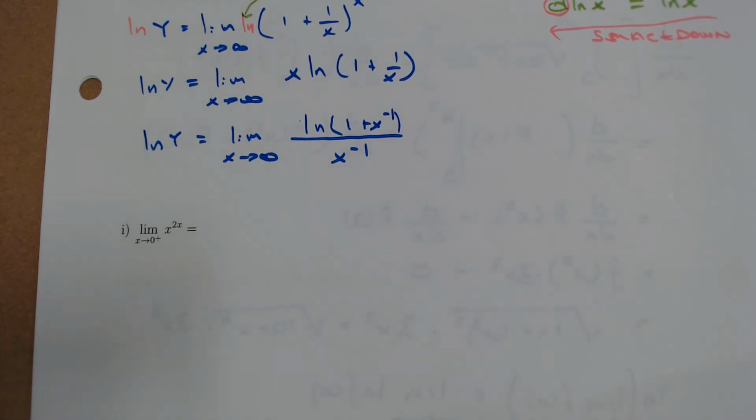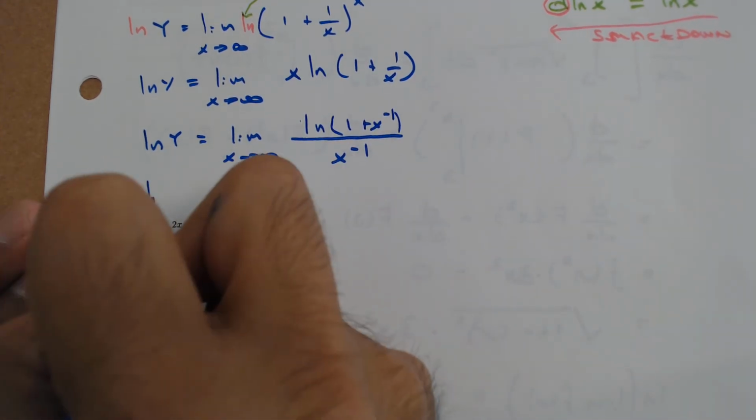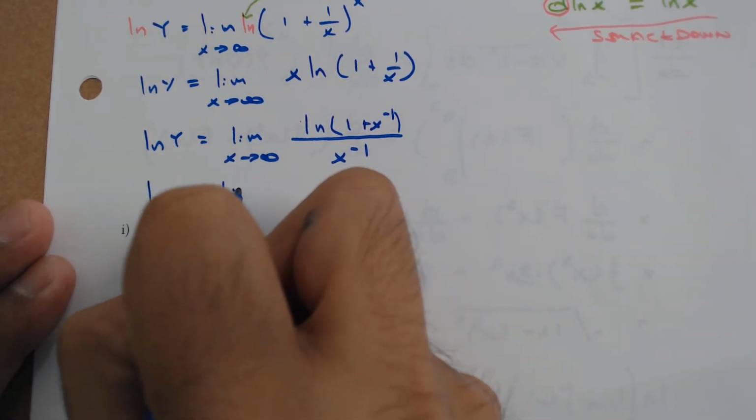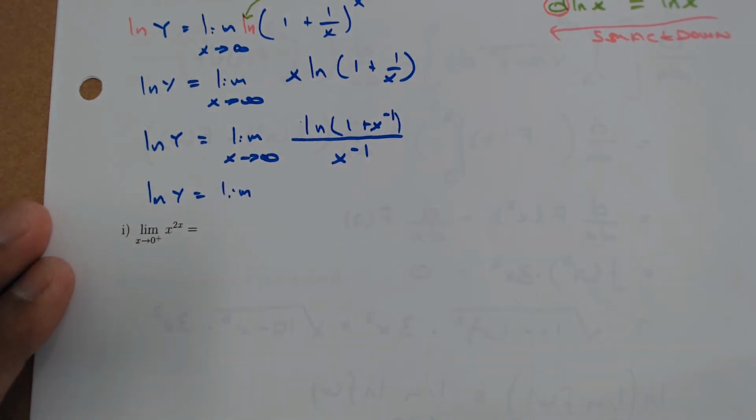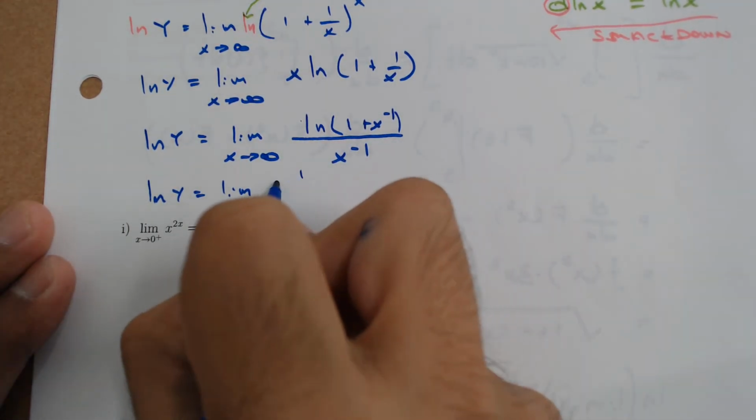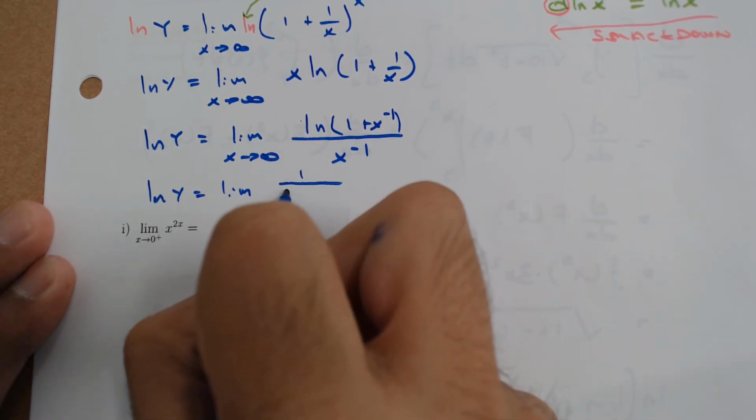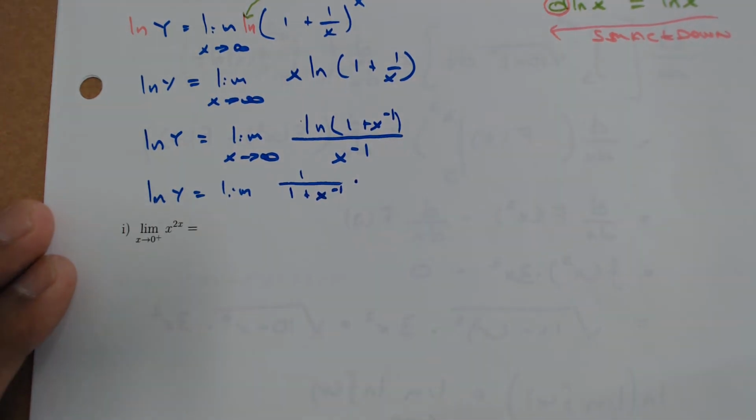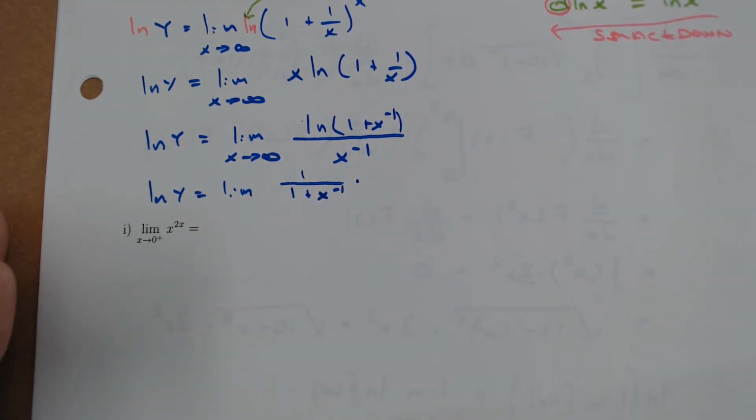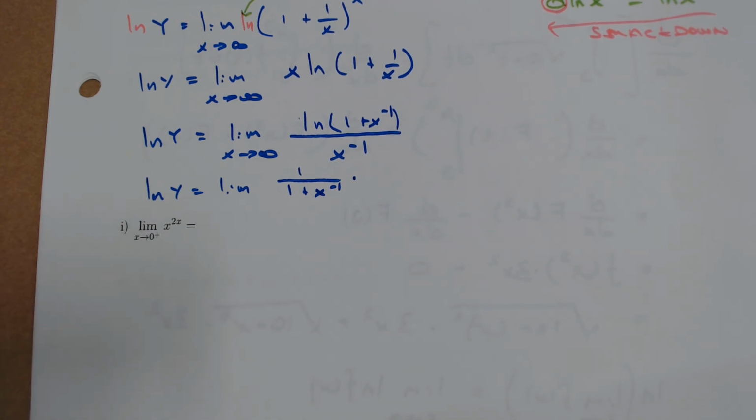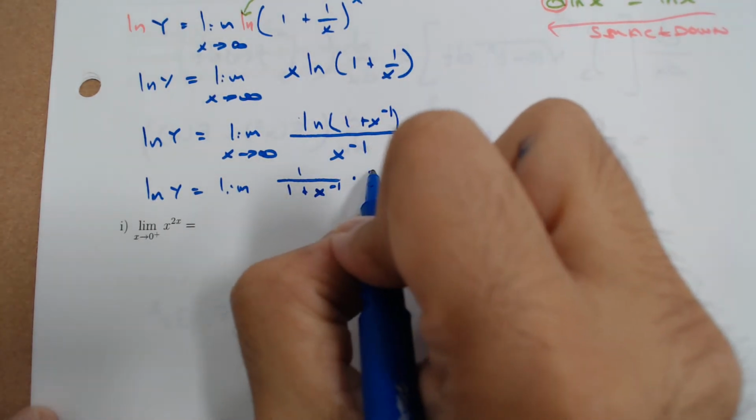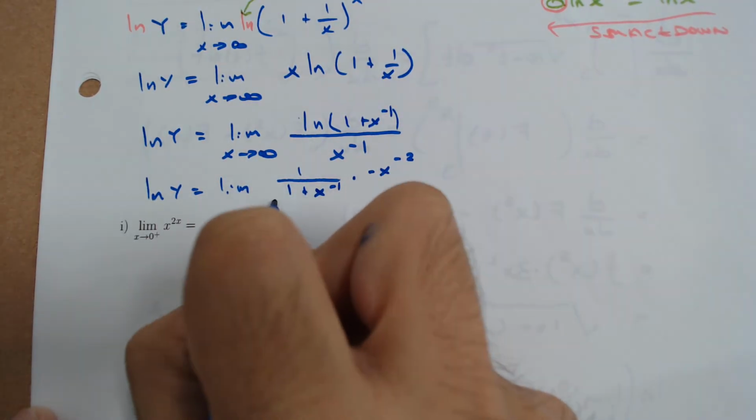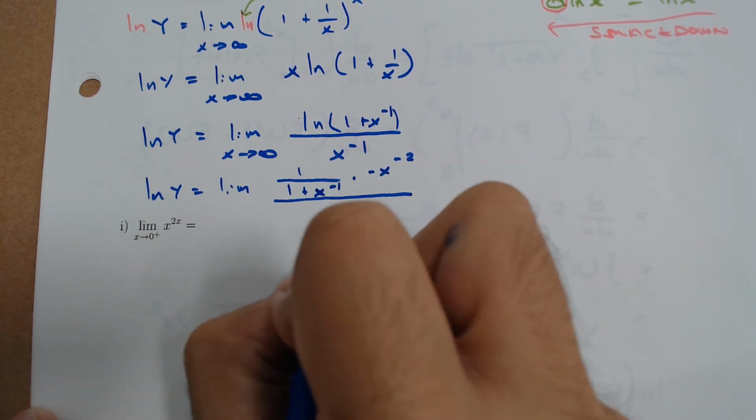So from here, we can take the derivative of the numerator and the denominator. So let's see, ln of y equals the limit. The derivative of ln is 1 over the quantity inside of parentheses, which is 1 plus x to the -1, times the derivative of that quantity inside of the parentheses. The derivative of that is the derivative of 1, which is 0, and the derivative of x to the -1, which is -x to the -2, which is the same in the denominator, -x to the -2.